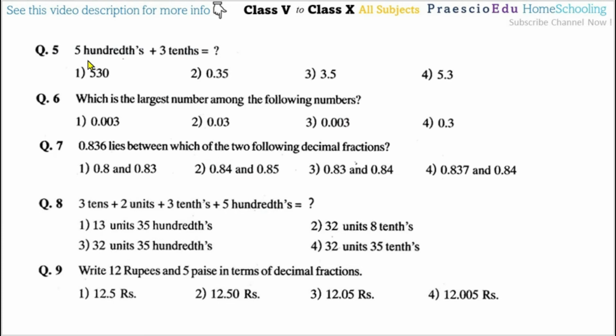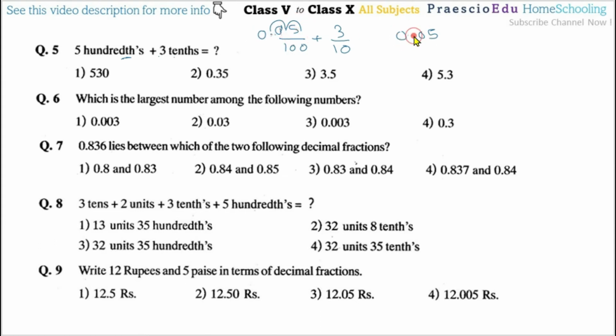Question number 5. 5 hundredths plus 3 tenths. 5 hundredths means 5 upon 100, plus 3 by 10. 5 by 100 means 0.05, two places, so the decimal point comes here.